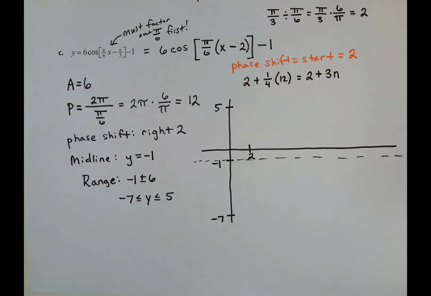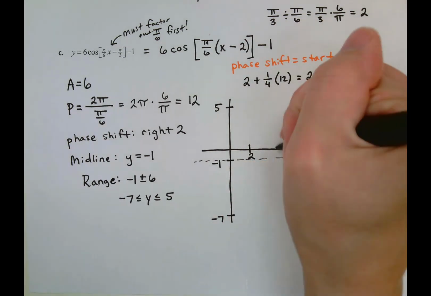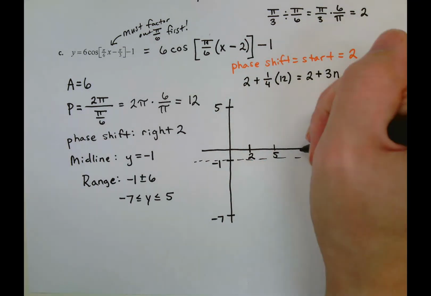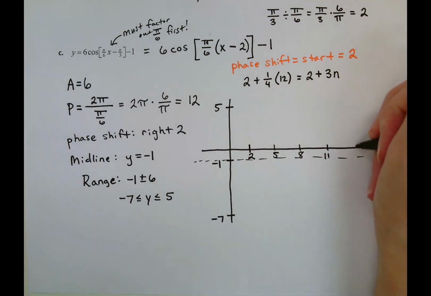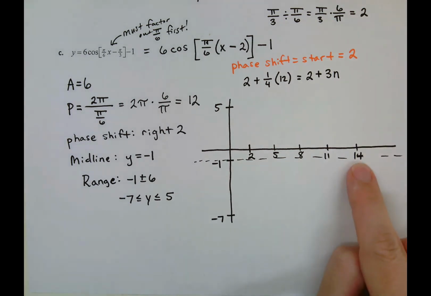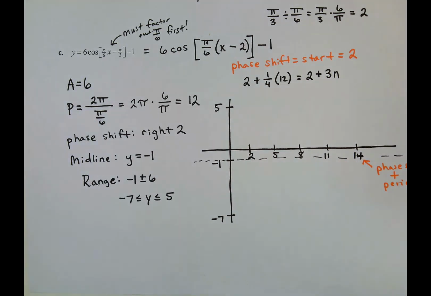So 2 plus my first 3 will get me to 5. Add 3 again, and I'm at 8. Add 3 again, and I'm at 11. Add 3 again, and I'm at 14, which is indeed the phase shift plus my period. So 2 plus the 12 gets me to 14. Okay, so again, that's how we get our 5 tick marks.